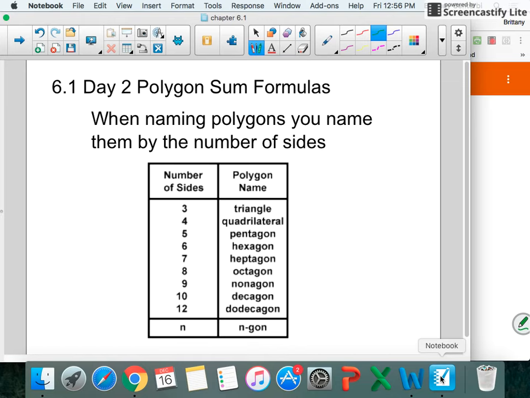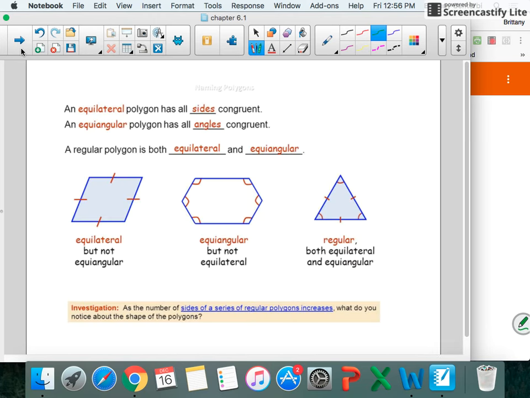So if we look here, these 9 already have names. Like a triangle, quadrilateral, pentagon, hexagon, we know what those are. But when you get past 12, you just call it by the number of sides. So if say it had 13 sides, it would be called a 13-gon. So once you get past 12, it's just the number of sides.